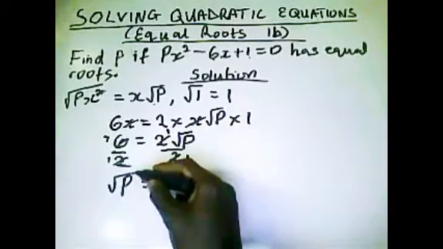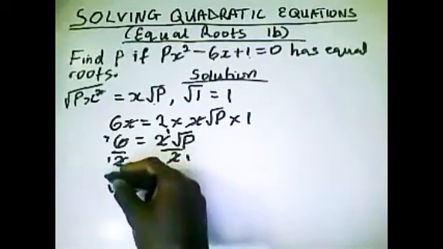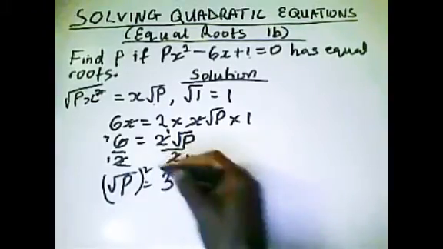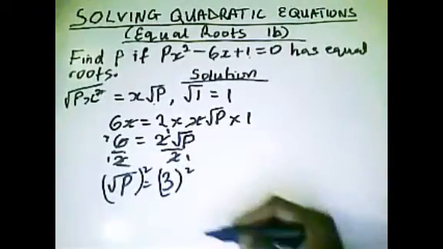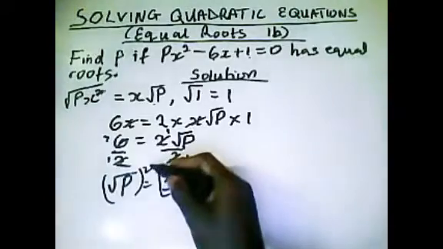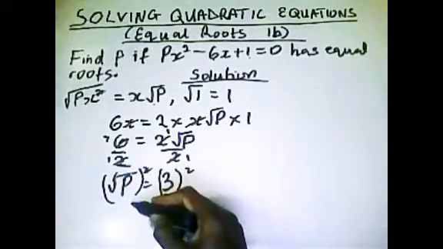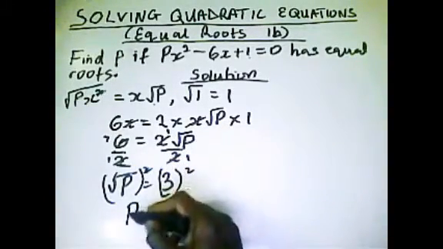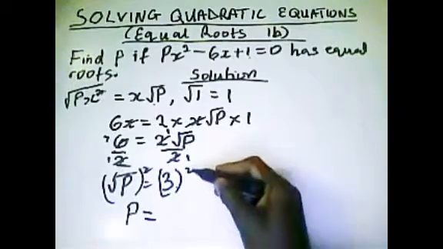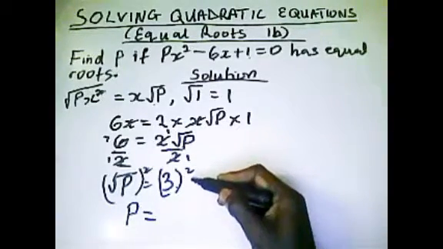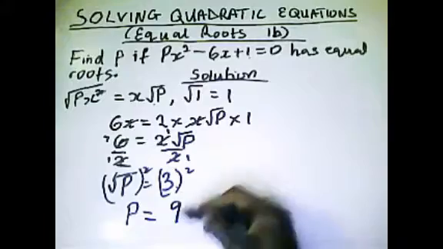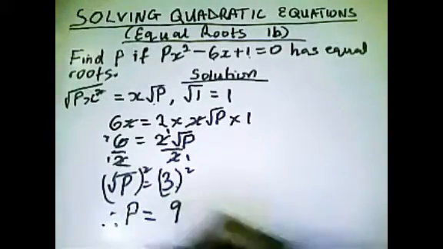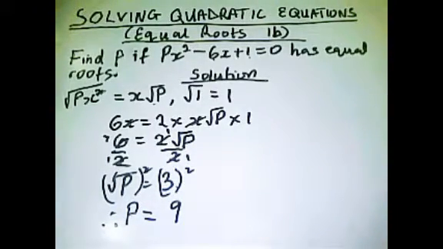Now how do we solve this? If you want to remove this root sign, all you have to do is to square everything you see here. If you square it, this square will cancel the root to leave you with just the value for p, and 3 squared means 3 times 3, which gives us 9. So there you have it. The value for p is 9.